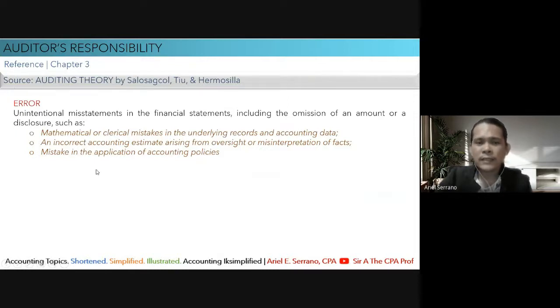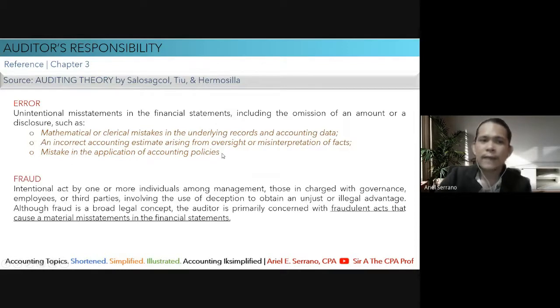Remember, no, pag sinasabi nating error, maaring meron kang omission or merong commission. Pag omission, nakalimutan mo. Kaya nga sabi dito, including the omission. Hindi na isama either yung amount or yung disclosure. Kasi pag commission, ito yung mga nagkamali ka talaga.